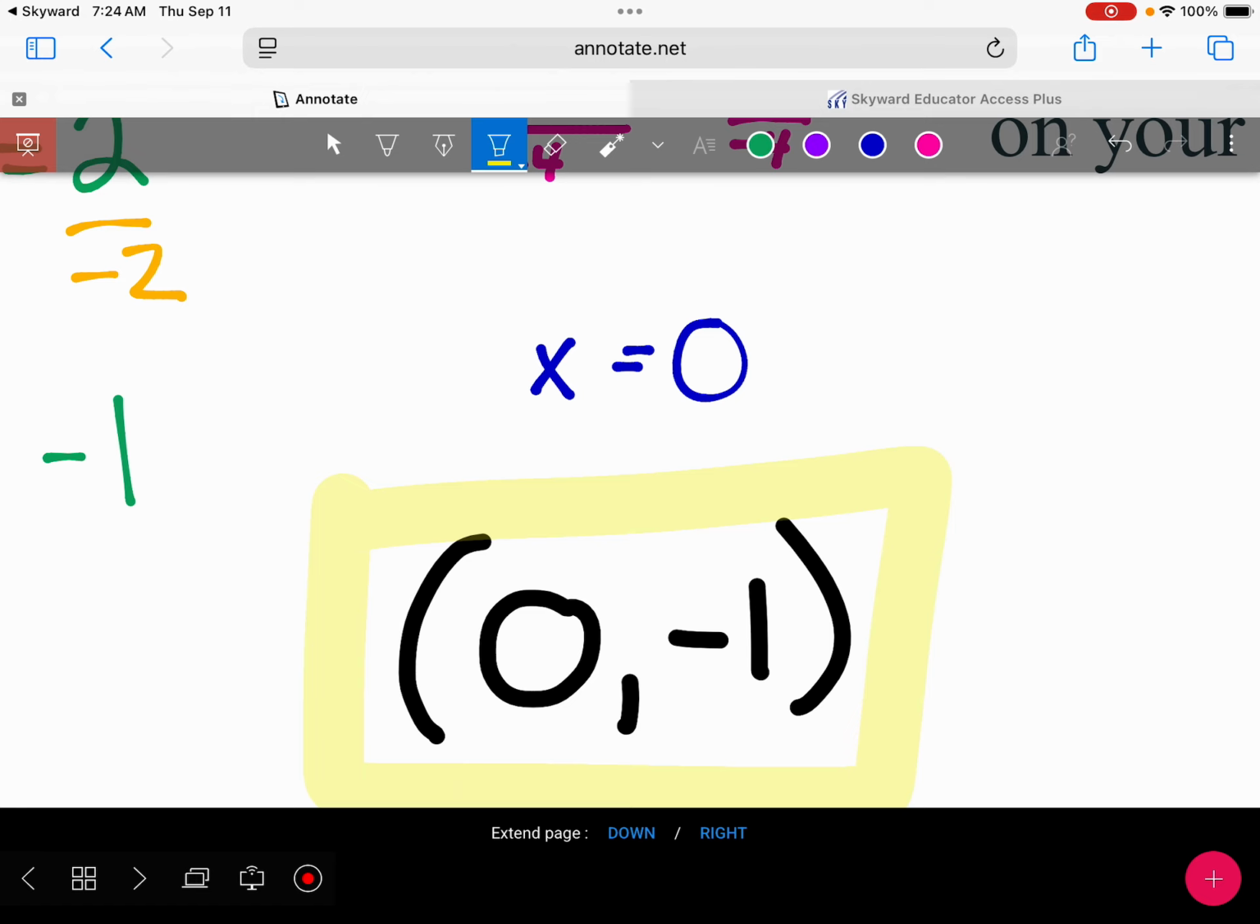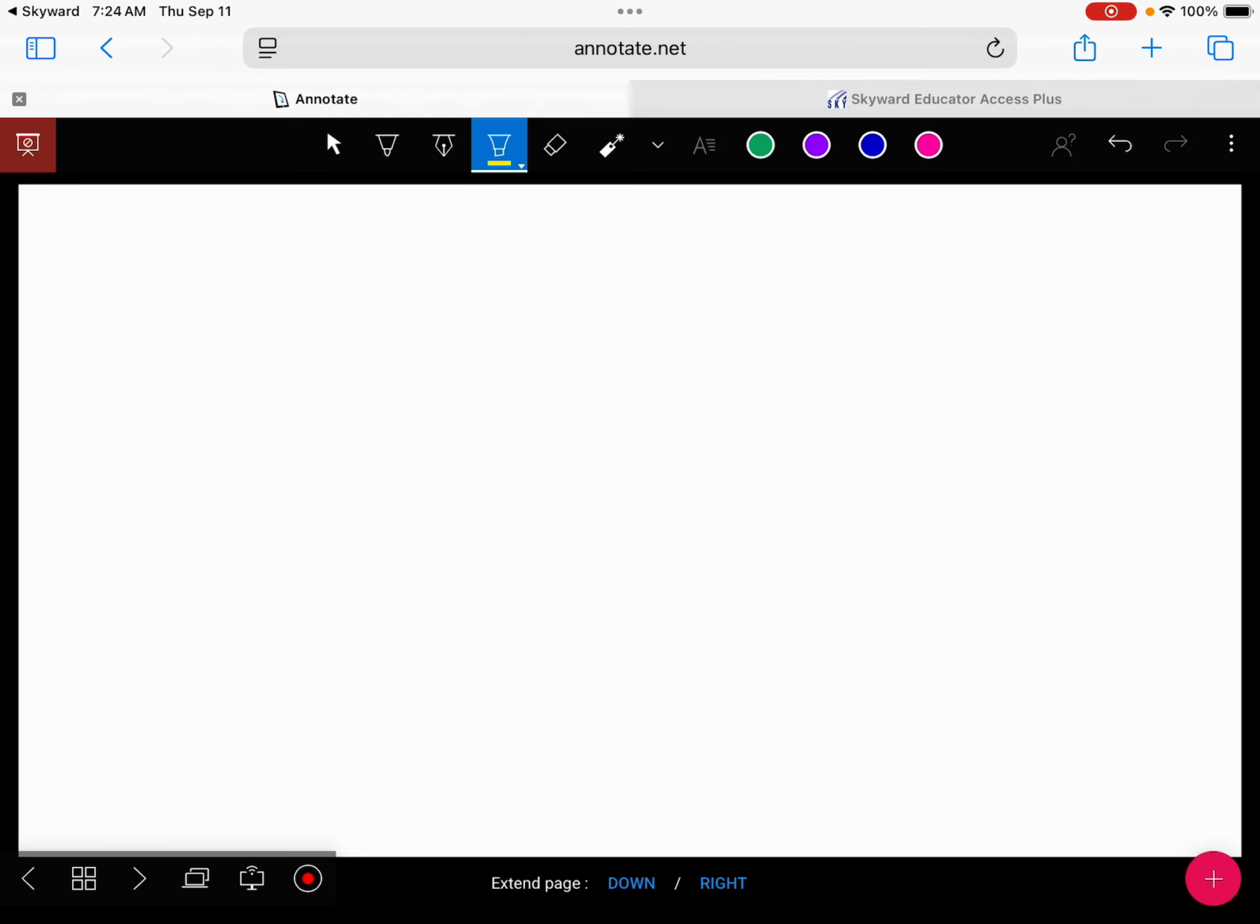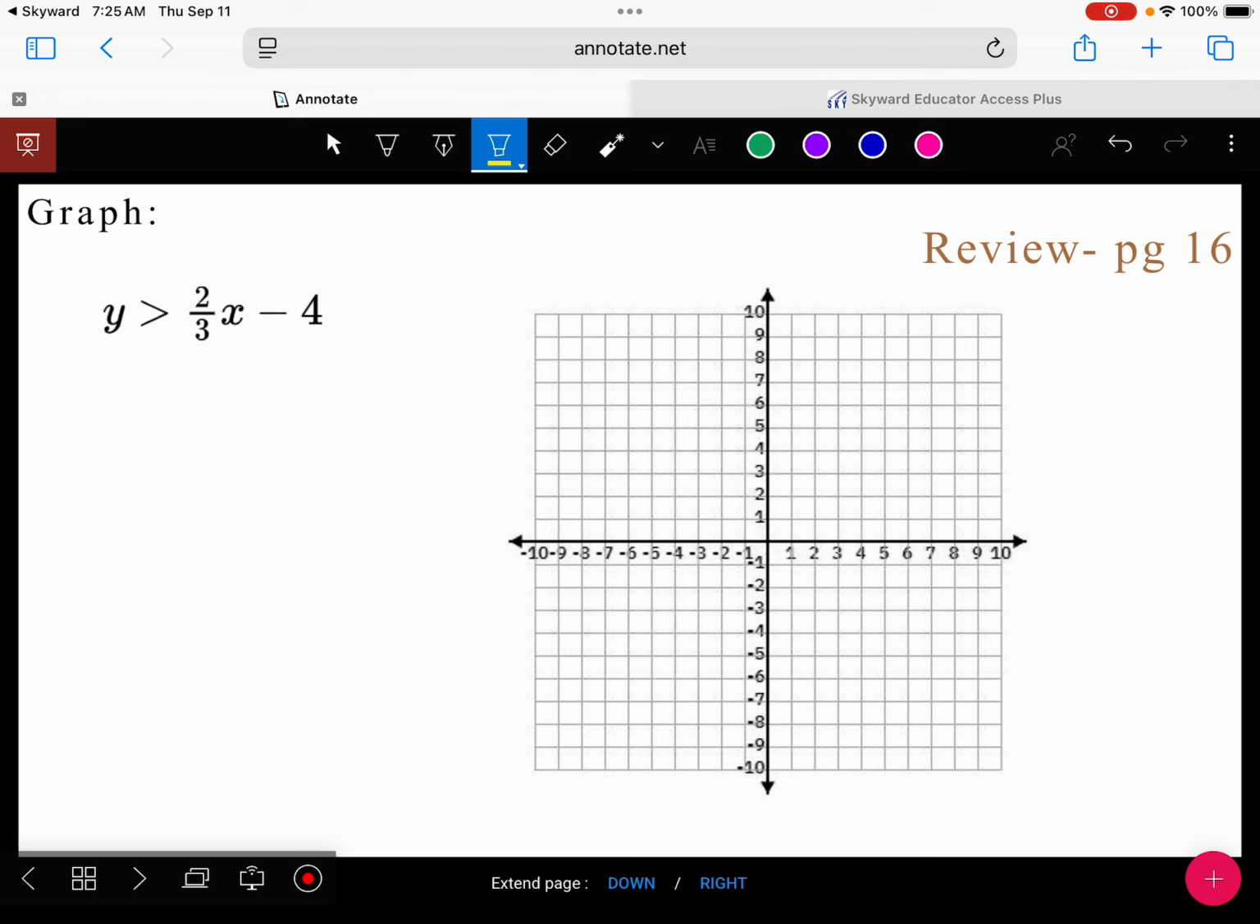Okie dokie artichoke. We're going to work on something that's going to feel very, very different. Familiar, but different. Real quick, we are going to go to page 16 in your notes packet. We've done these before, but it's been at least a couple weeks. So we're going to remember how to do them, because the next thing we're going to have to do is systems when they don't have the equal signs. Gross.